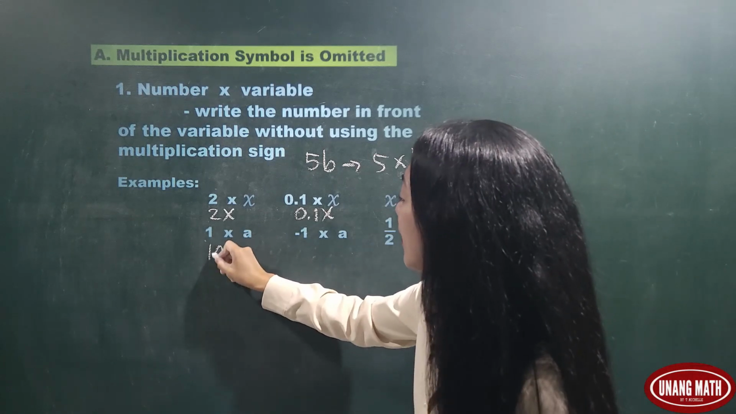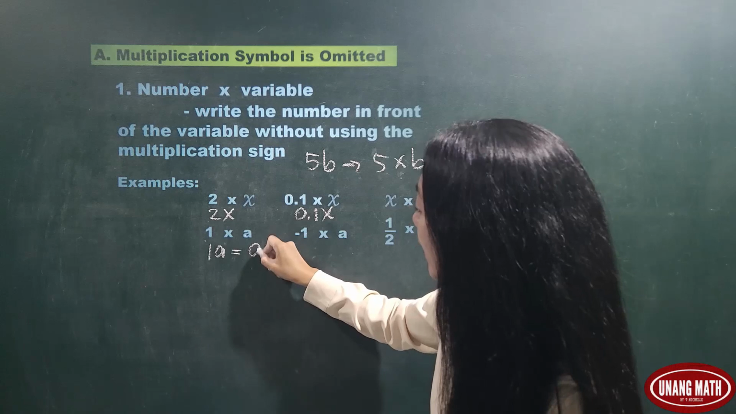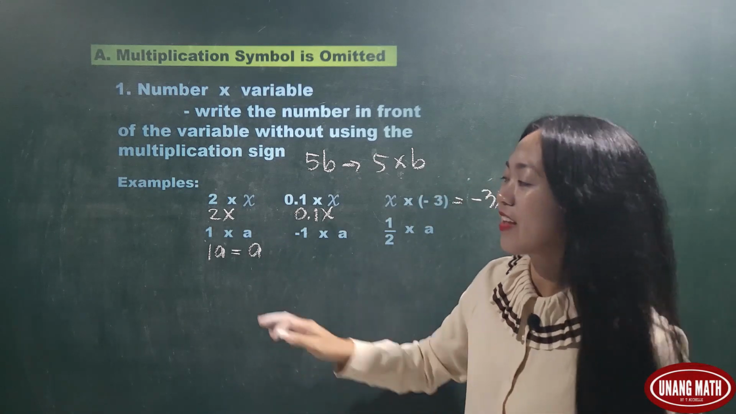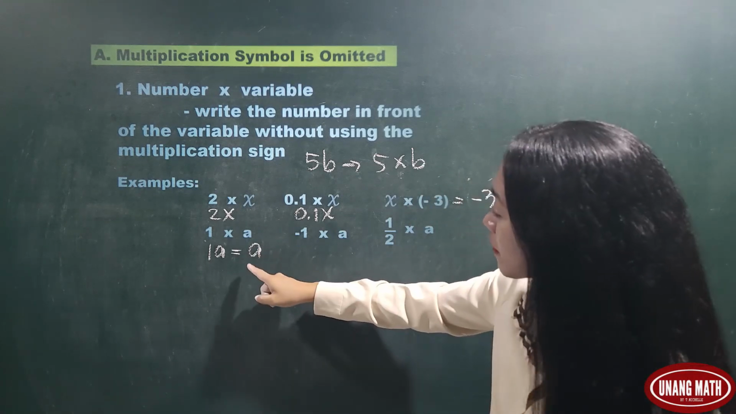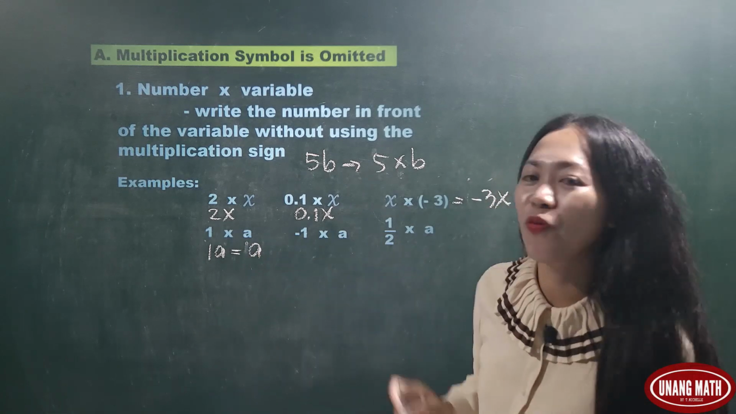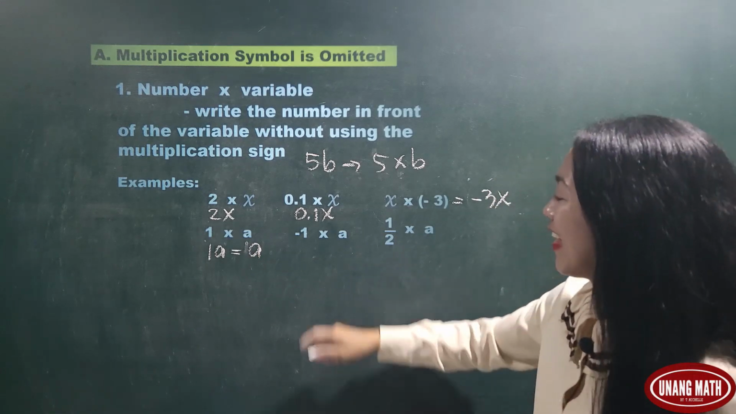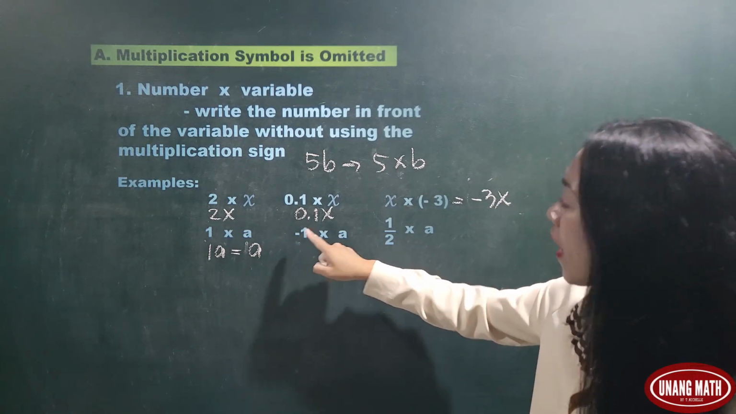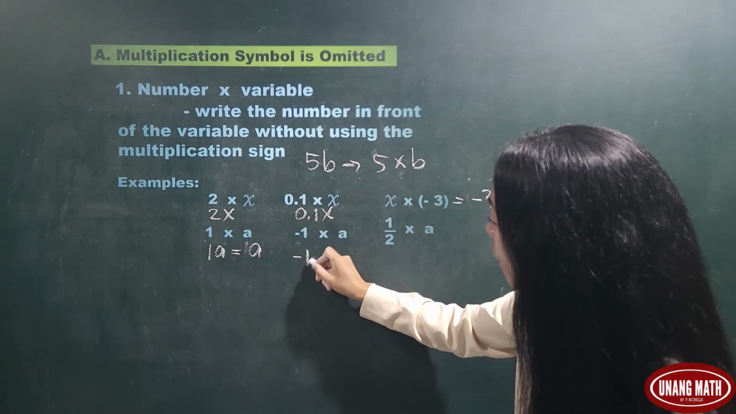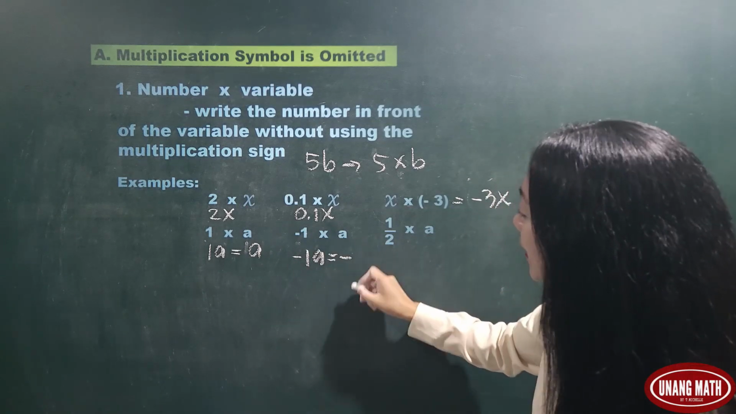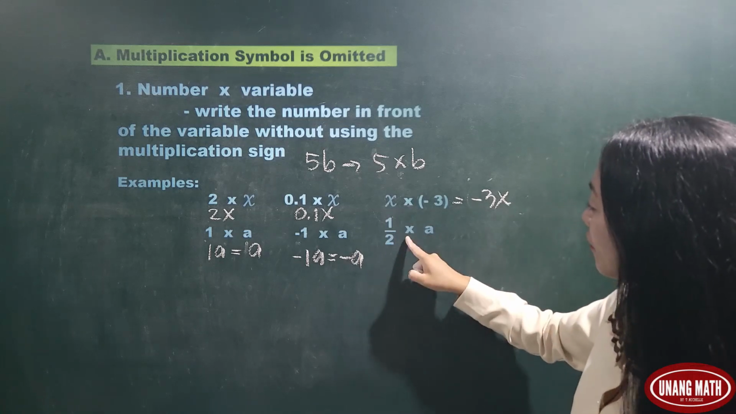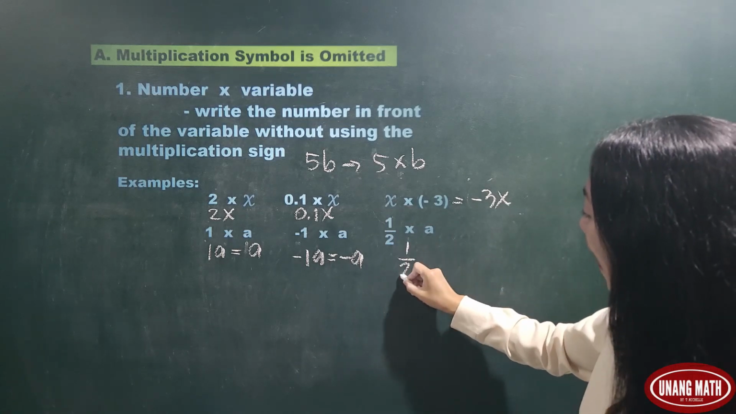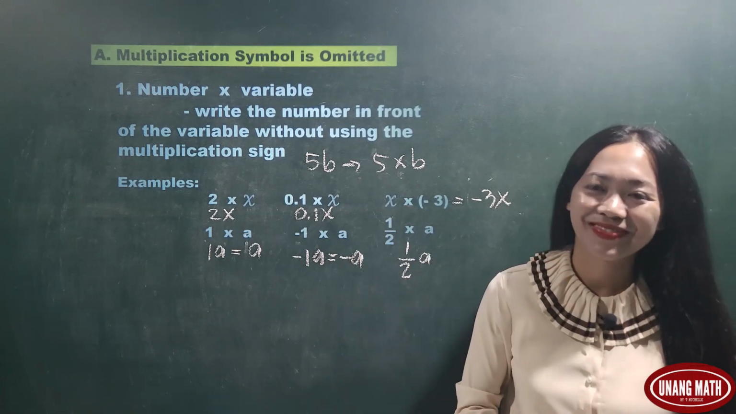How about 1 times a? So this is 1a, or we can just write a. When you see just a variable, that means there's an omitted 1 before the variable. Negative 1 times a, so this is negative 1a, or you can just write negative a. 1/2 times a, so this is 1/2 a.